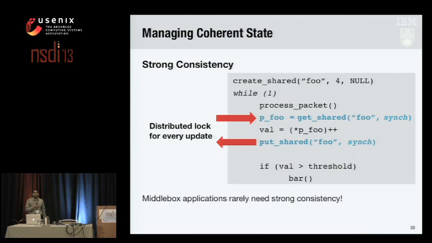But then, after looking at a whole bunch of middlebox sources, at their specifications, what we realized was most middleboxes do not require this level of strong consistency. There are no such things as global mutexes or anything of that sort. They can actually tolerate eventual consistency.